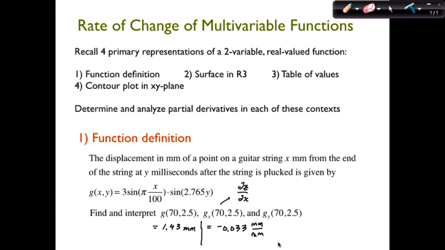Last one, the partial with respect to y. Anyone got it over here? Got the number? Shout it out. Yeah, tell me. Ashish. 5.425. Anybody else get that? Alex got that too. 5.43. Units on that? Millimeters per millisecond. And that's positive, right?